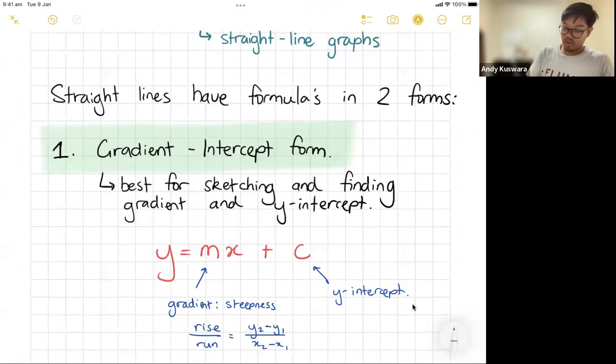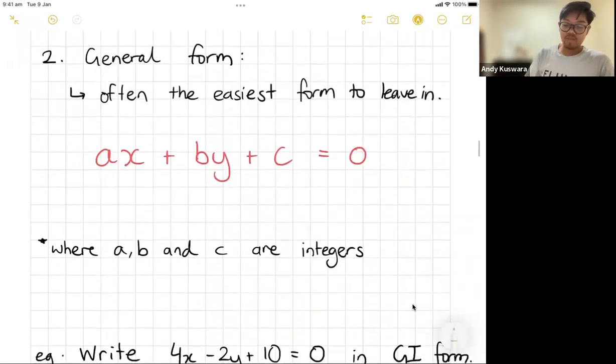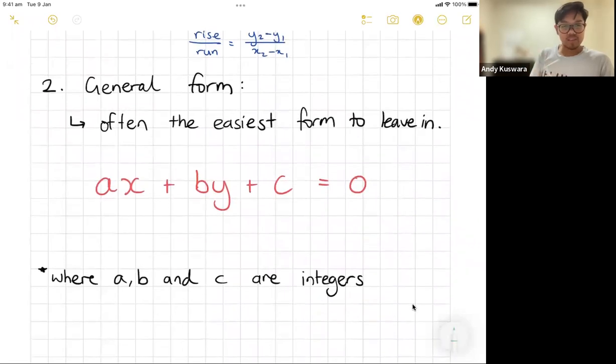But just keep in mind, for the gradient-intercept form, the key part here is it's y equals. Y is the subject. That's the important part. In gradient-intercept form, you want y to be the subject. Now, the other form that you have is called the general form. The easiest way to remember general form is whenever you see an equation that equals 0. So if you see equals 0, it is in general form. And what's good about this one is it's often easiest to leave it this way.